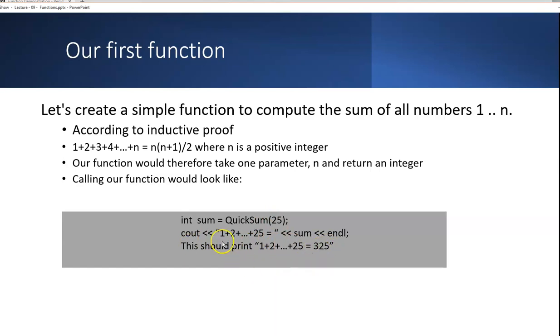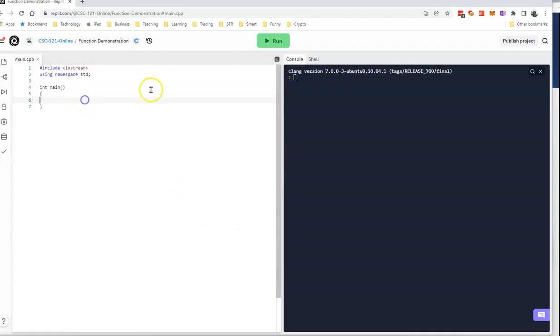So let's implement this function real quick. Okay, we'll say int, because that's the return type we want, quick sum, which is the name of the function. It's going to take one parameter, int n.